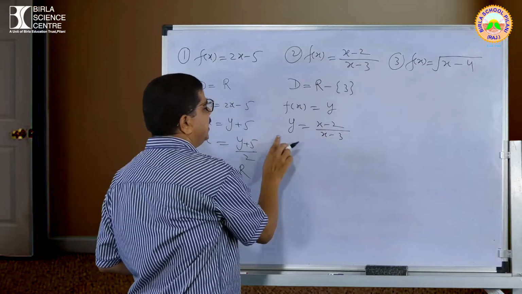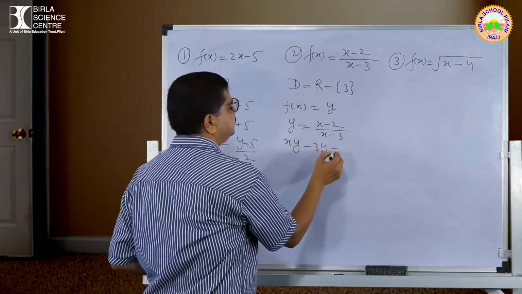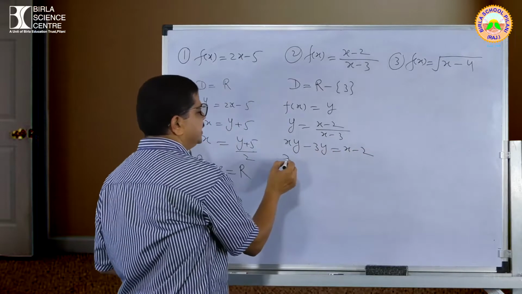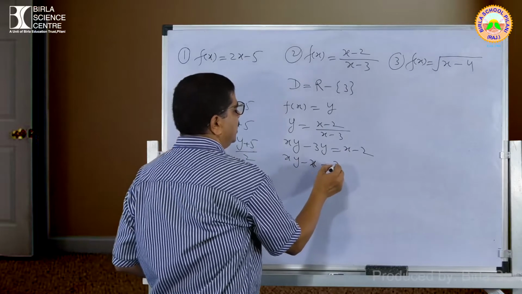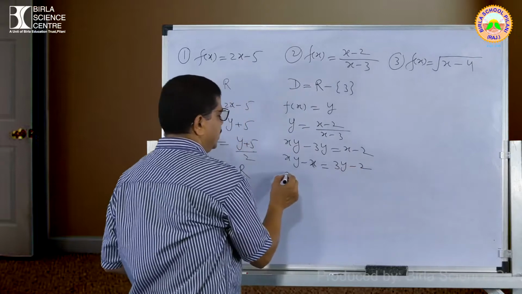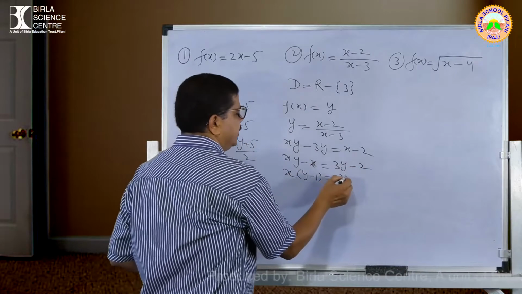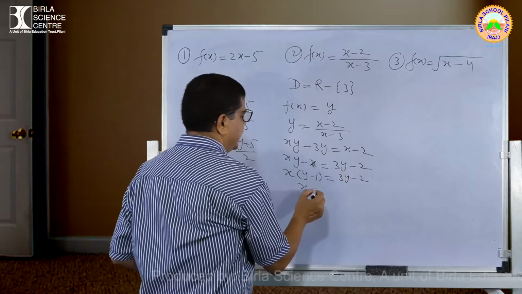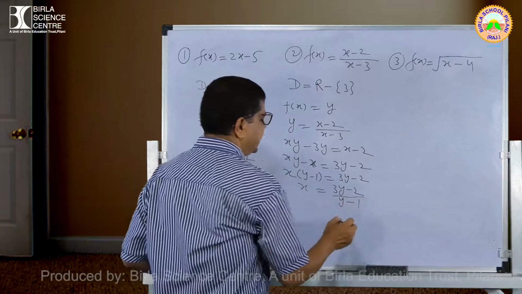We find the value of x in terms of y, that is xy minus x equal to 3y minus 2. x common, x(y minus 1) is 3y minus 2. x equal to (3y minus 2) upon (y minus 1).